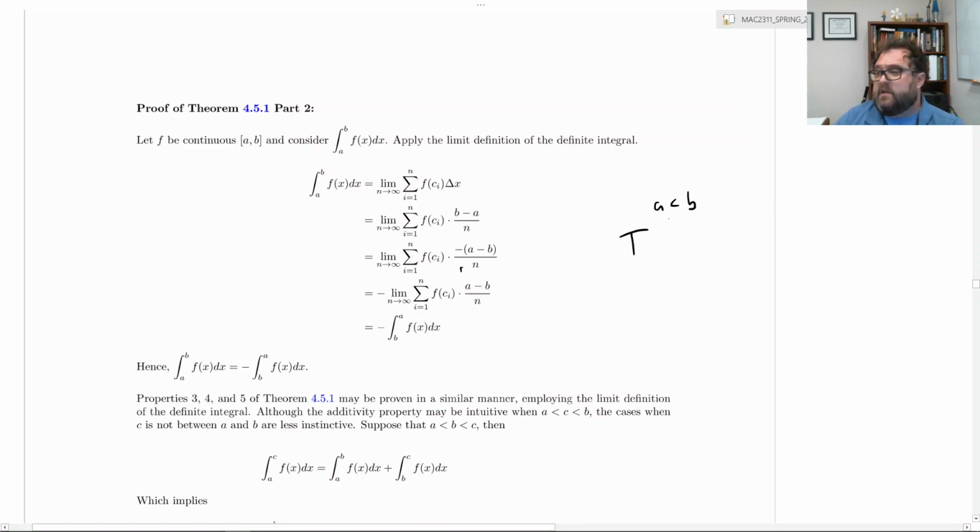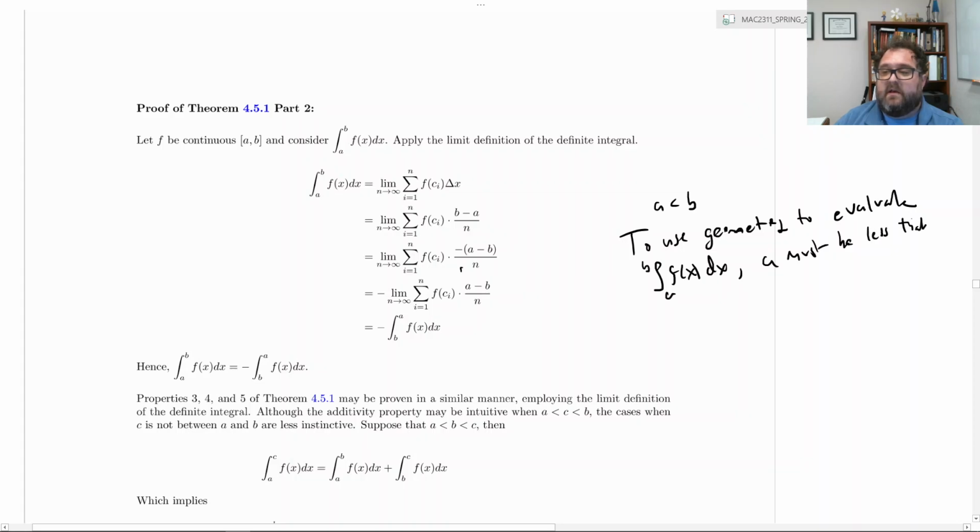So I'll just jot down: to use geometry to evaluate the definite integral from a to b of f of x dx, a must be less than or equal to b. Okay? I suppose if they're equal to each other, you get a 0 with the interval and you get 0. But basically, if you want to use geometry, a has to be the lesser value.